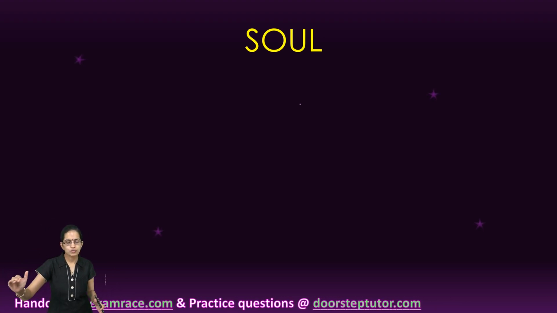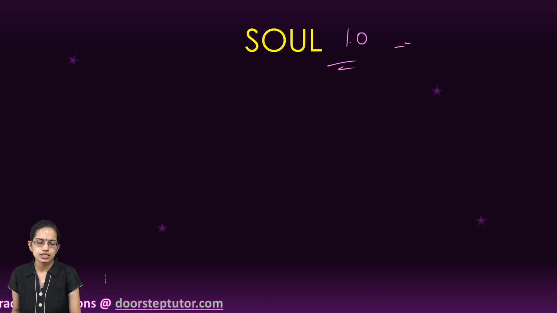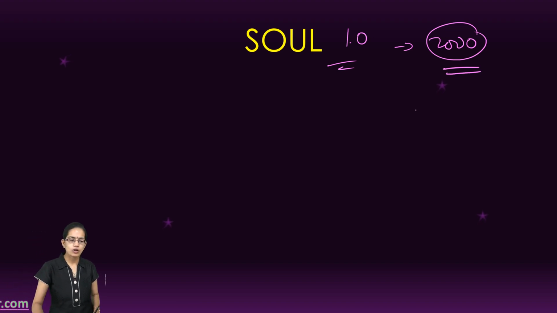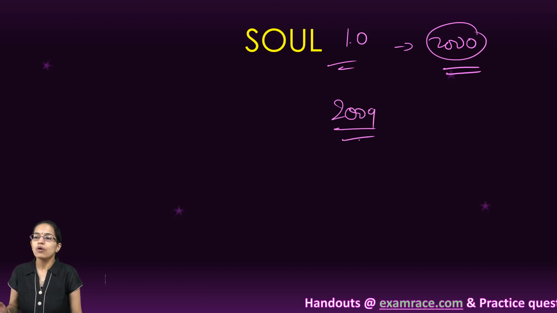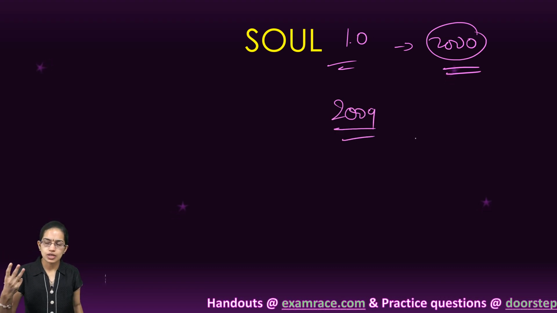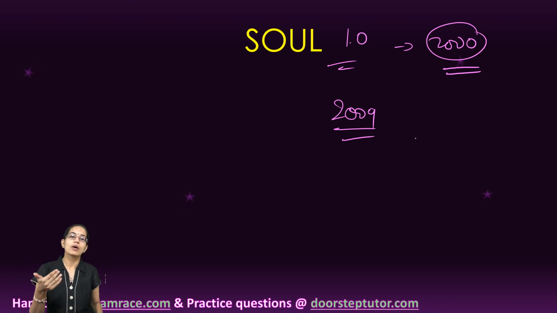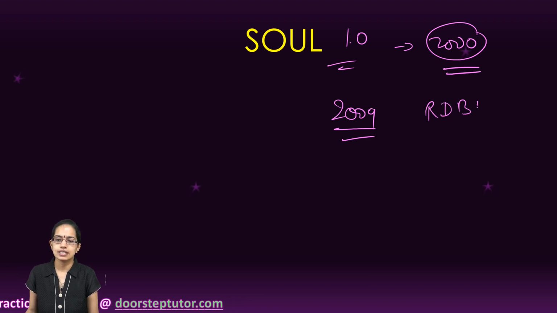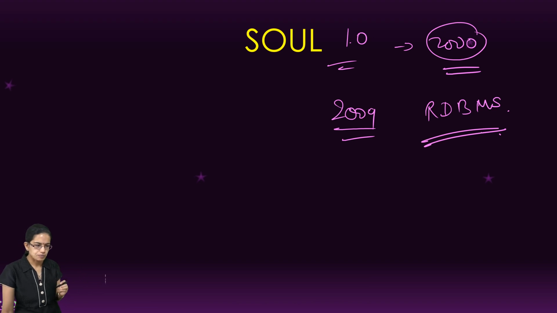So the first version of SOUL, which was released, was SOUL 1.0, and this was released back in 2000 under the brand Caliber. And later on, you had SOUL 2.0 that was released in 2009. Now this SOUL 2.0 focuses on some of the important aspects, which focuses on MySQL. It talks about MSSQL for database queries and relational database management systems. So those are some of the important queries that could be addressed.